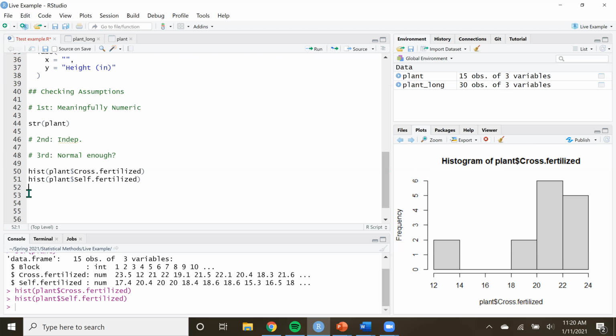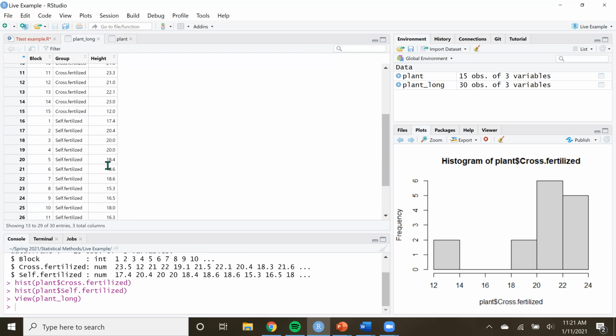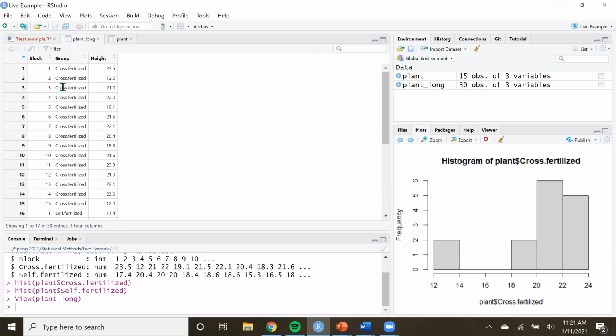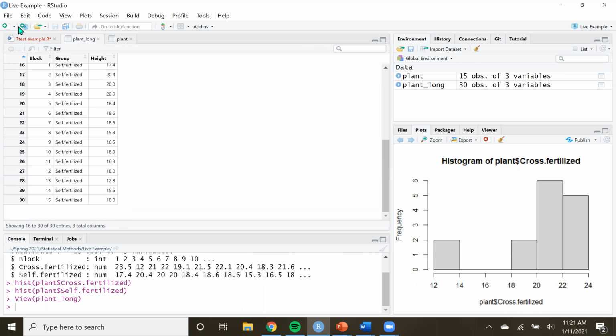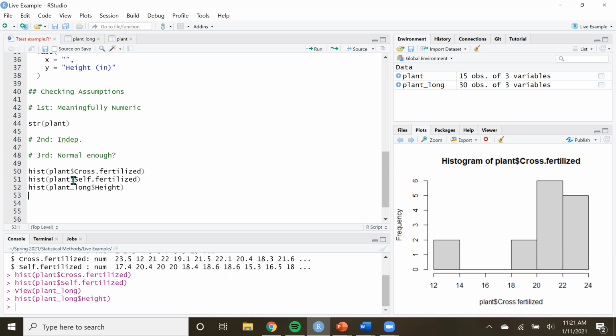Okay. Now we can also look at the histogram of all of the heights, not differentiating between cross-fertilized and self-fertilized. And I can do that with the same code, except I'm using the long data, using the $ sign to extract. And now we see that we get a decent distribution, nothing crazily skewed. This is not too normal, but for right now, we'll say that this is good.